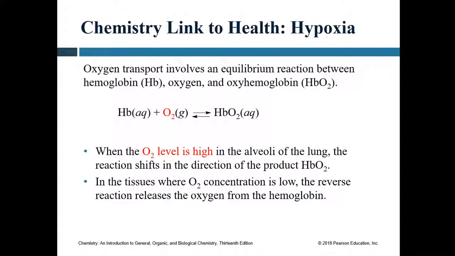So let's see how this applies to hiking on Mount Everest at 28,000 feet. Okay. So we have our oxygen. We have our hemoglobin that doesn't have oxygen. When we add oxygen to it, it is going to produce our oxyhemoglobin. Now, if our oxygen level is high, like you're breathing it and it's high in the alveoli of the lung, then you're going to get more of this product. When we increase this amount right here, it shifts it here.